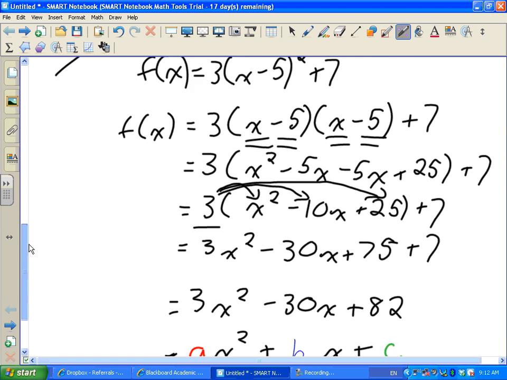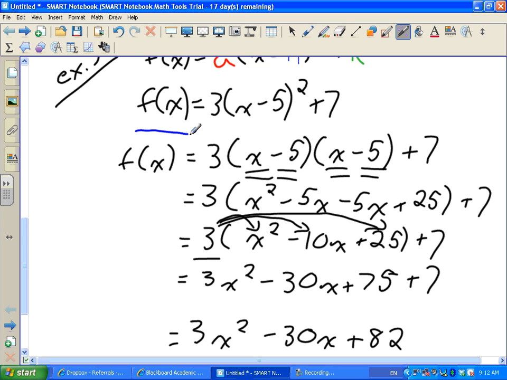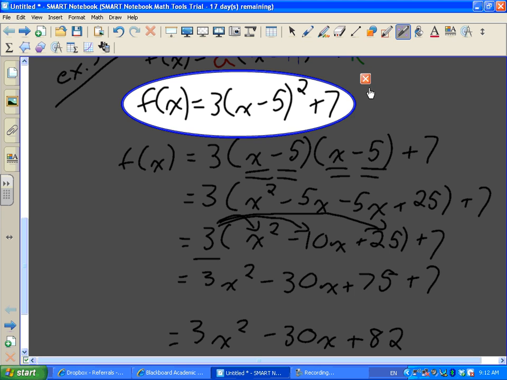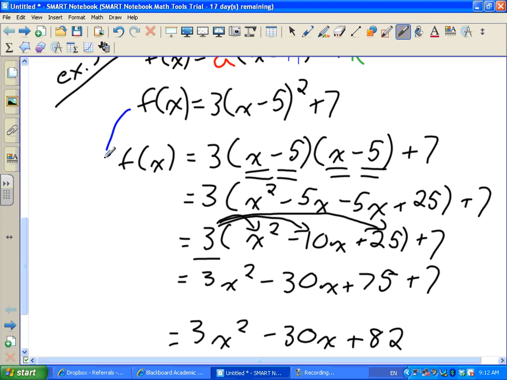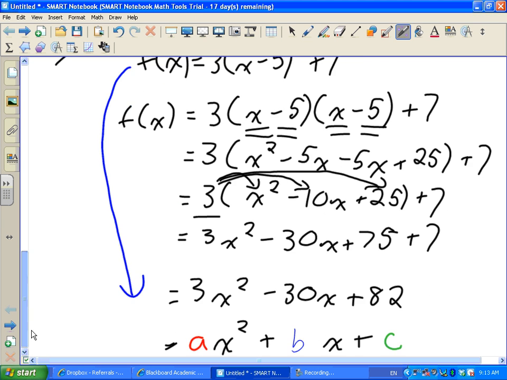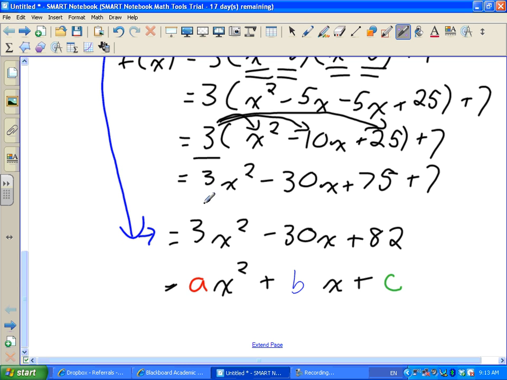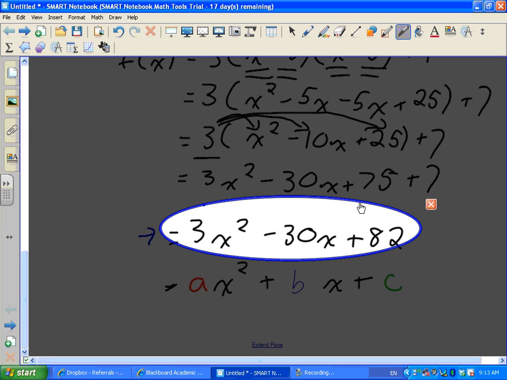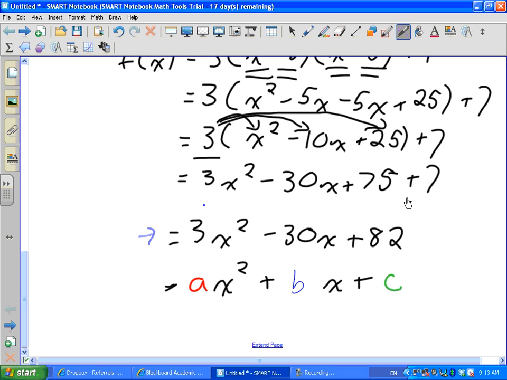So if you guys take a look, I can't quite get it all on one screen, but here was our vertex form that we started with. This was our vertex form. From there, we moved all the way down to here, and this is now in standard form. To get to standard form, all we did was expand and simplify. So you guys notice these line up the same. 3 is, look at that, still our A. B is negative 30, and C is 82. Okay? So we now have moved to our standard form.